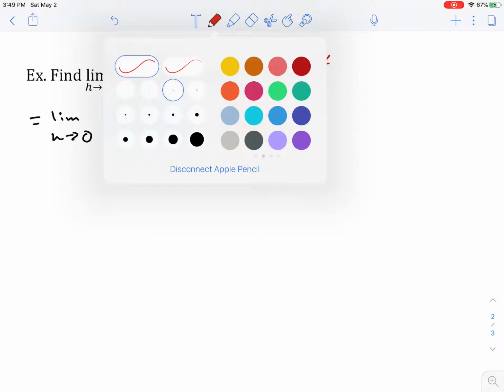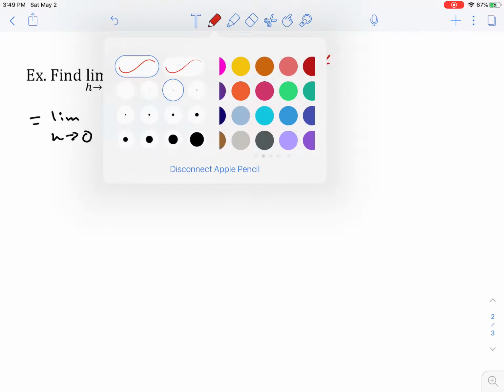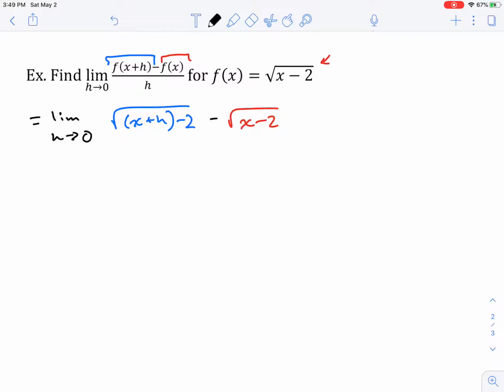And, oops. Wow, I had no idea I even had these colors. This is a literal breakthrough for me. All right, I'll play around with that later.